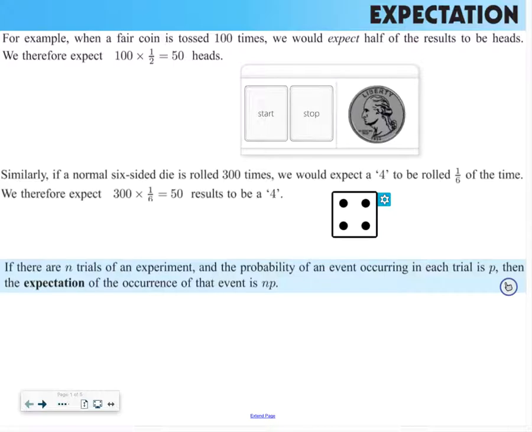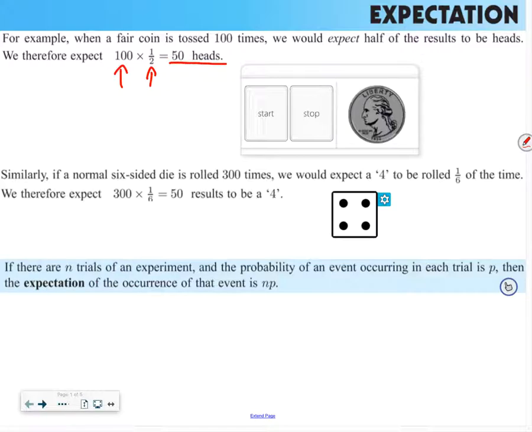So, if we're talking about expectations, let's say for a coin flip, if we toss the coin 100 times, we would expect about half of them to be heads. So we could say we multiply our probability by the number of trials and we get our expectation.